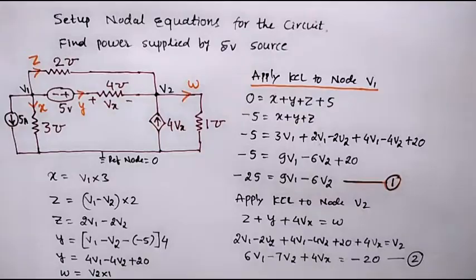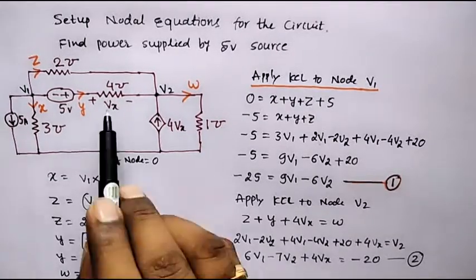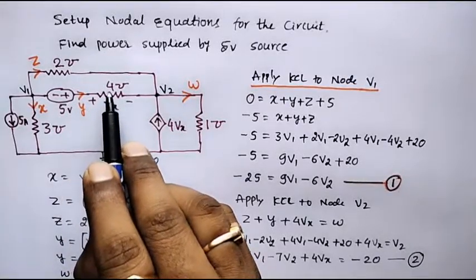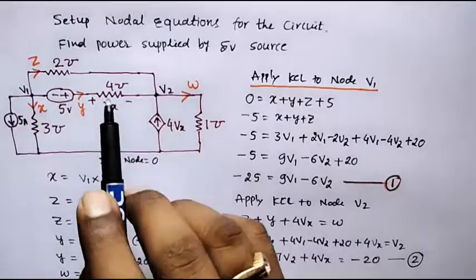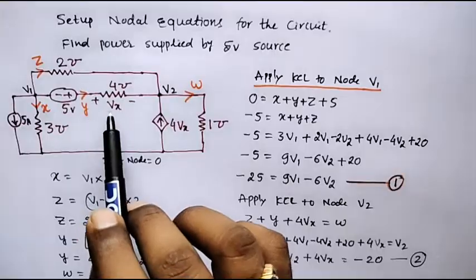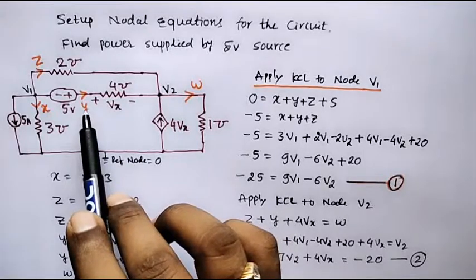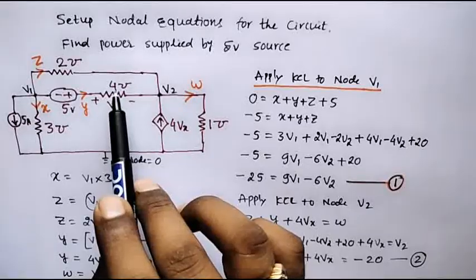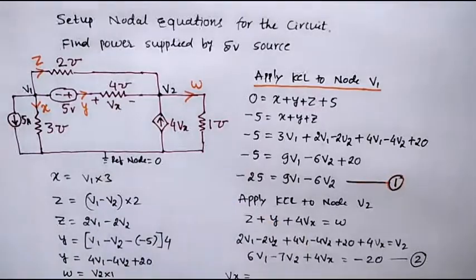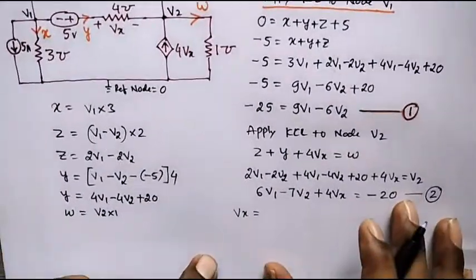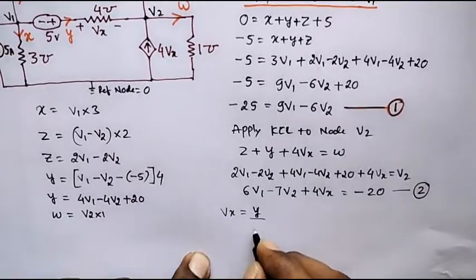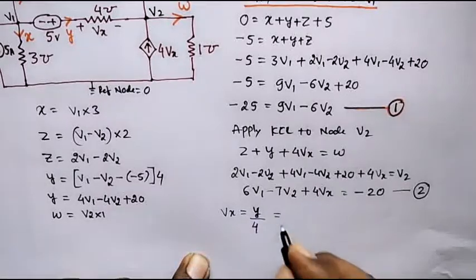So now we'll try to find the Vx value. Here Vx is nothing but Y into 1 by 4, because the voltage across a resistor is V equal to I into R. So Vx equal to I is the current, Y is the current here, Y into resistor. So in place of resistor he has given the conductor. So Vx is equal to Y divided by 4. So here I can write Vx is equal to Y by 4.